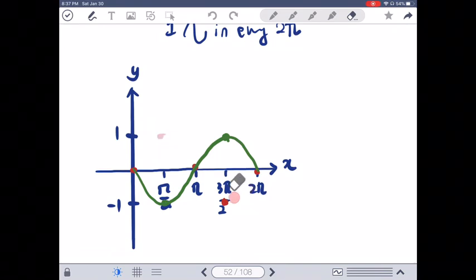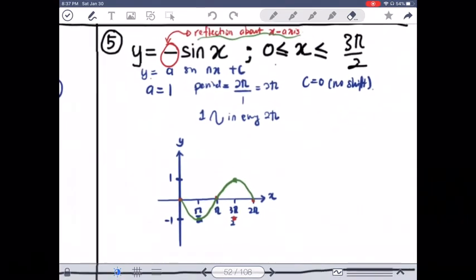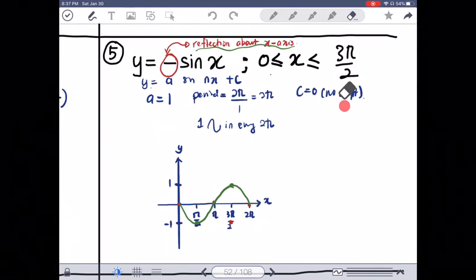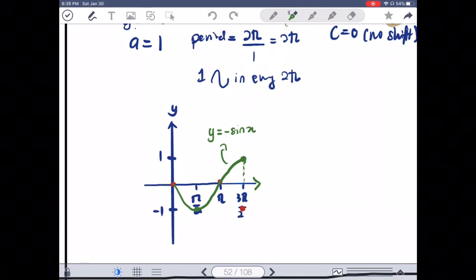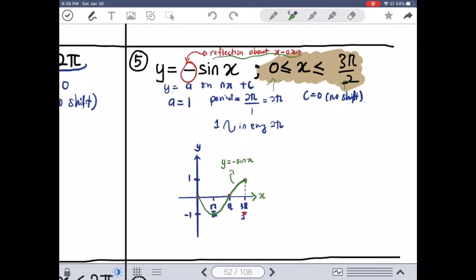So we can erase the previous answer. So this is the graph of y equals negative sine x. The thing is, the domain, or the x values, they want us to draw from 0 until 3 pi over 2, which means that we need to stop at 3 pi over 2. So we need to erase the extra part and stop at 3 pi over 2. So this is how your graph looks like.